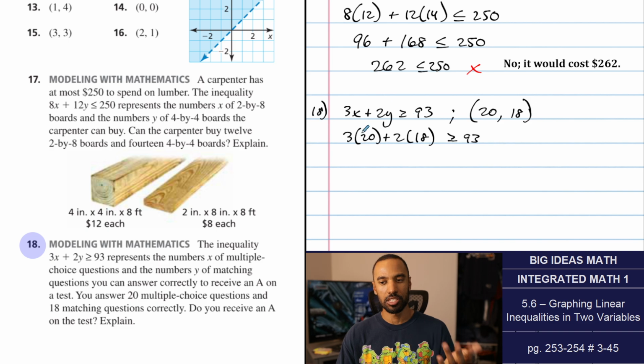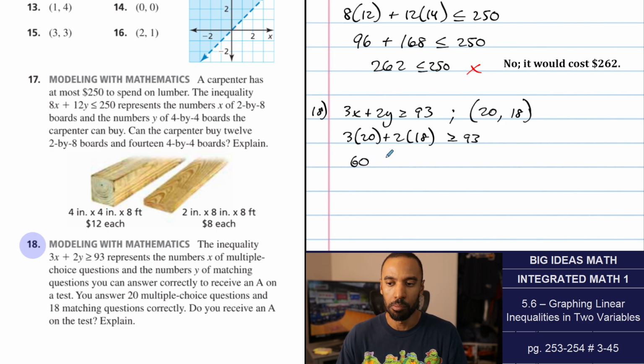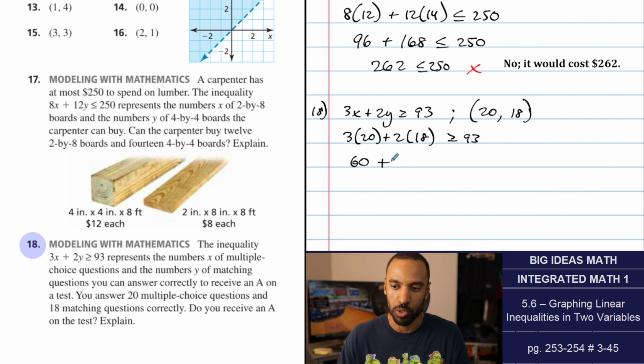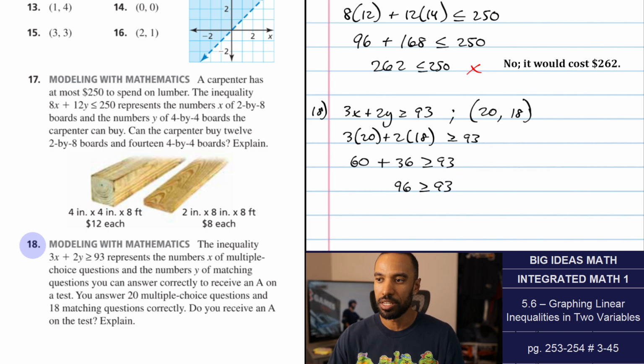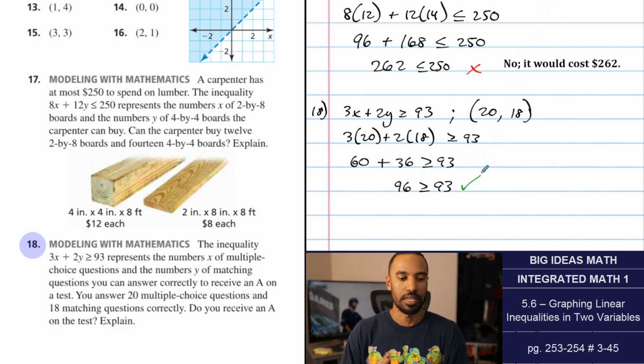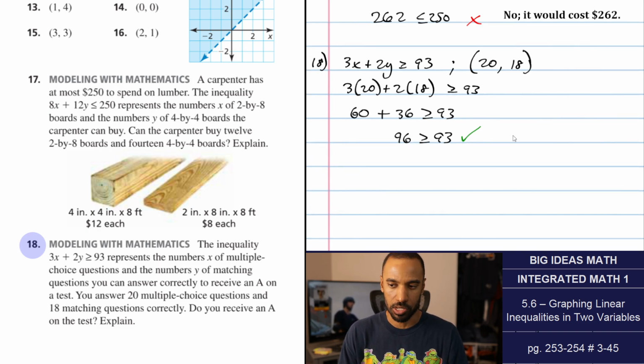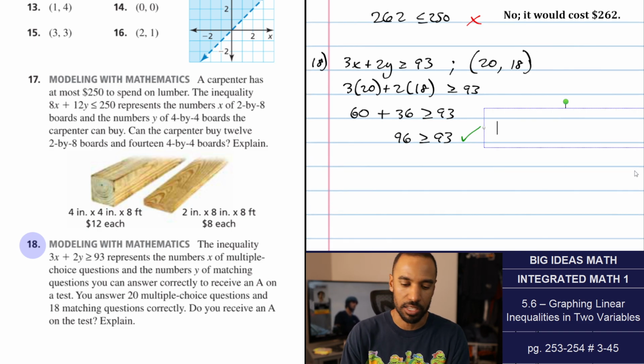And this is where that mix and match really comes from, right? Maybe you answer more multiple choice questions, but fewer free response questions, and you can still get it in comparison to this. So this is going to be 96. 96 is greater than or equal to 93. So yes, you'll be good in this case. Yes, because this is a solution to it, you would receive 96%.